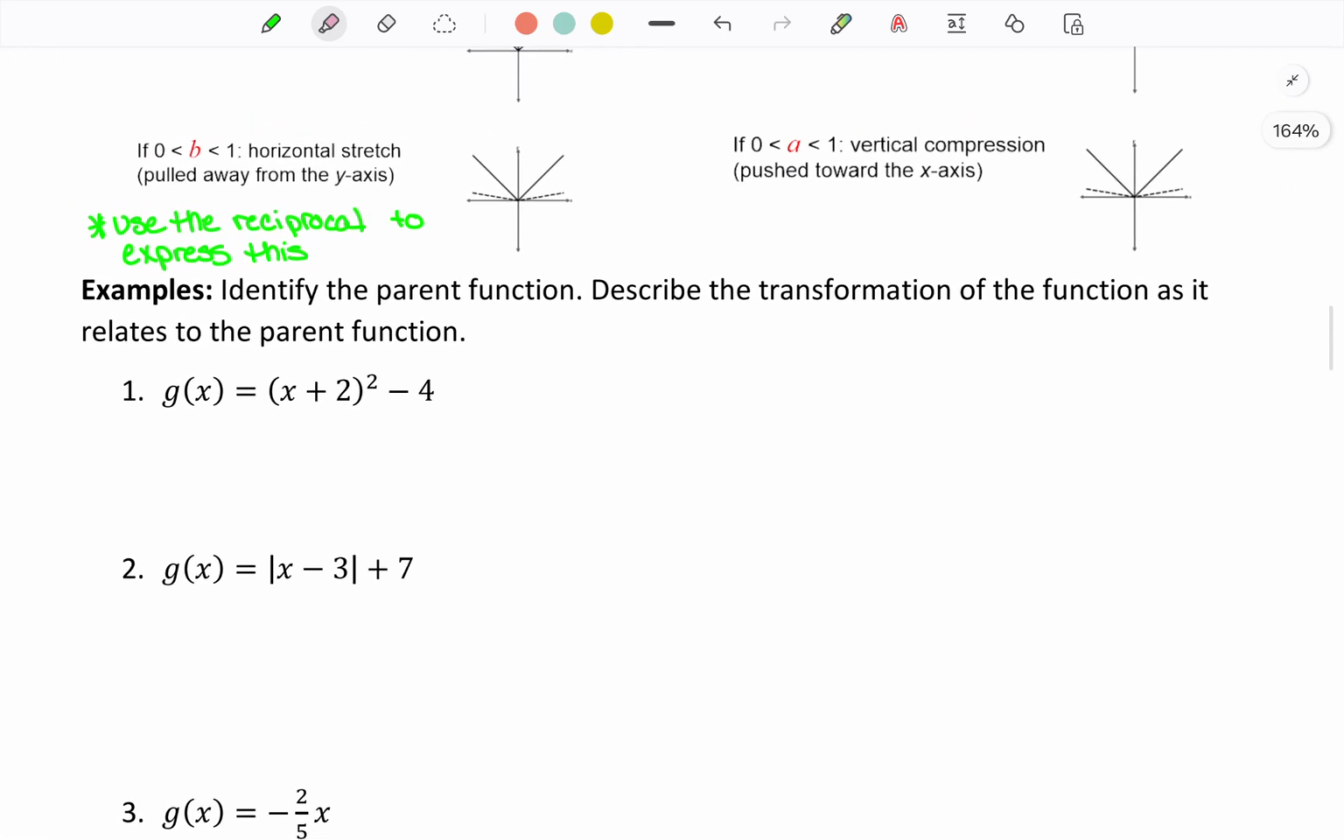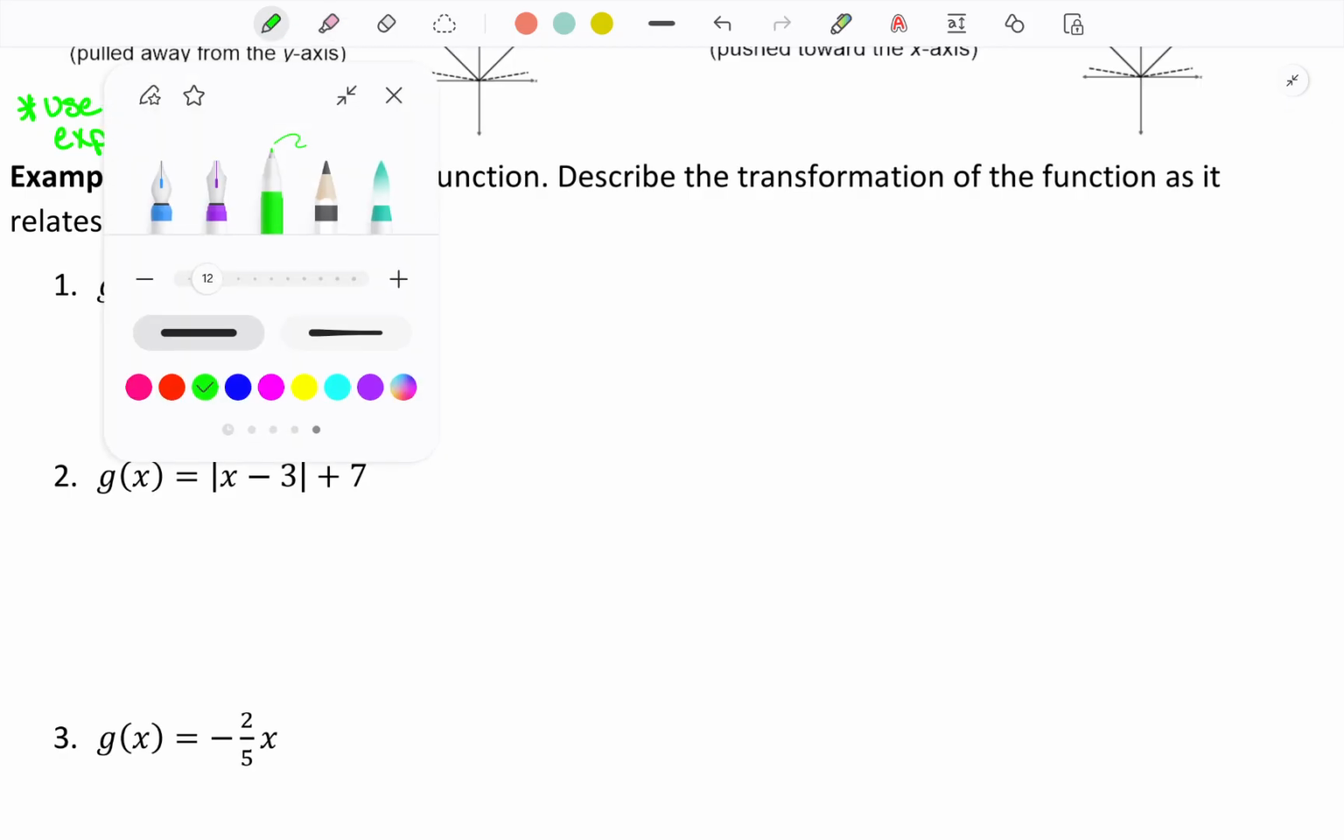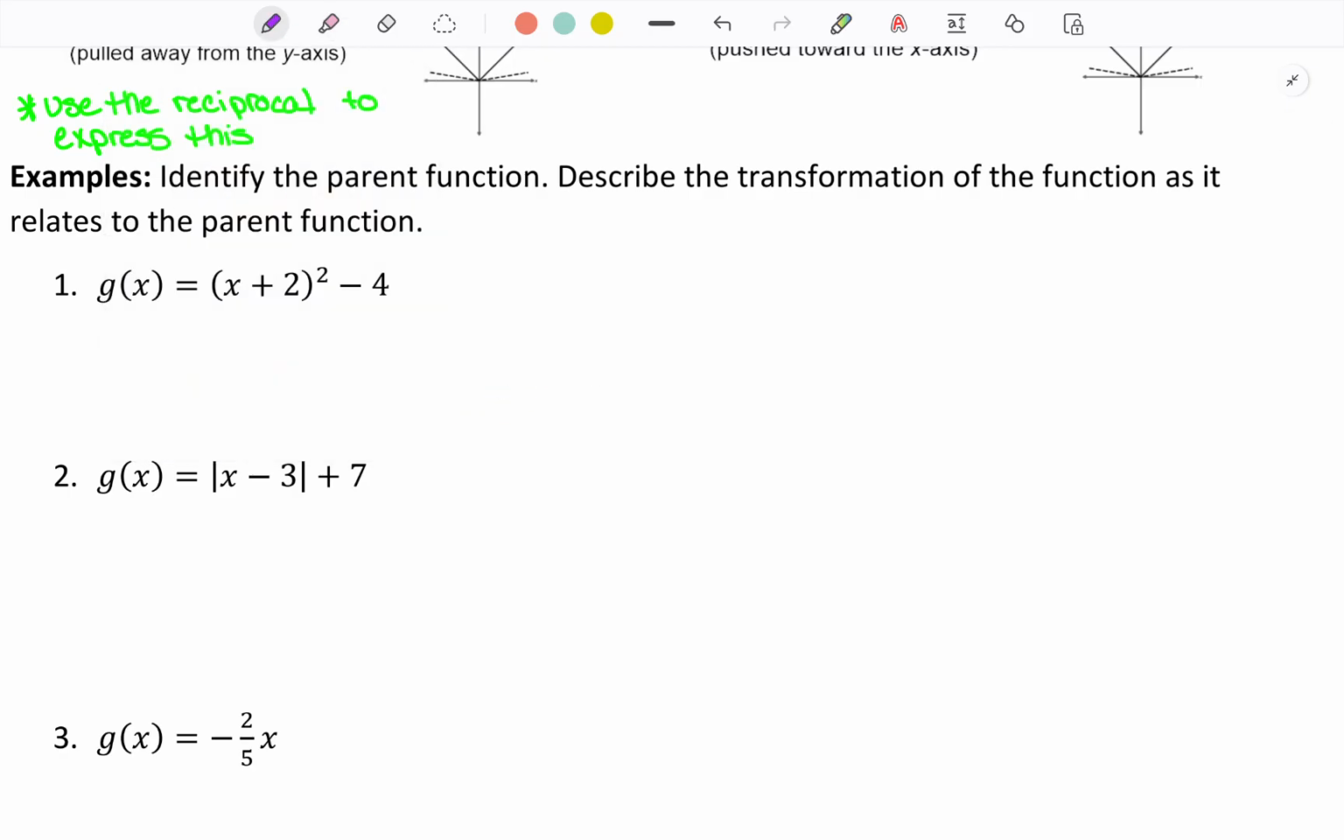All right, so now for our examples here, we are going to identify the parent function, and then we are going to describe the transformation as it relates to the parent function. So for number 1, we are looking at g of x equals (x plus 2) squared minus 4. The parent function here is f of x equals x squared. So anything that is not x squared is a transformation.